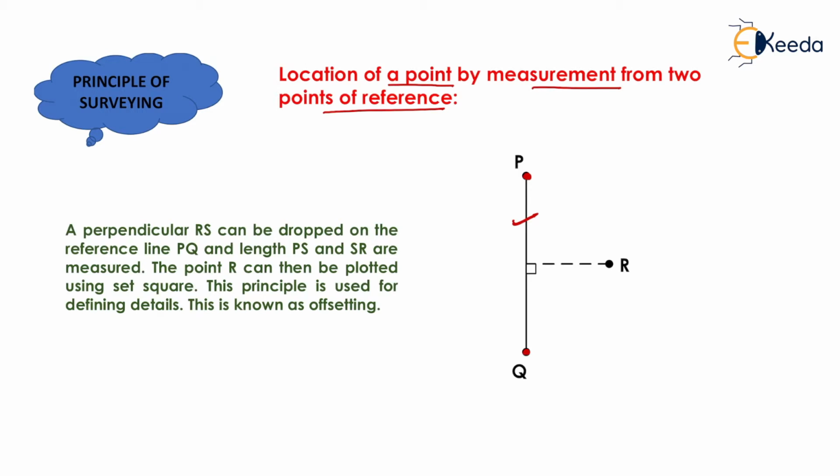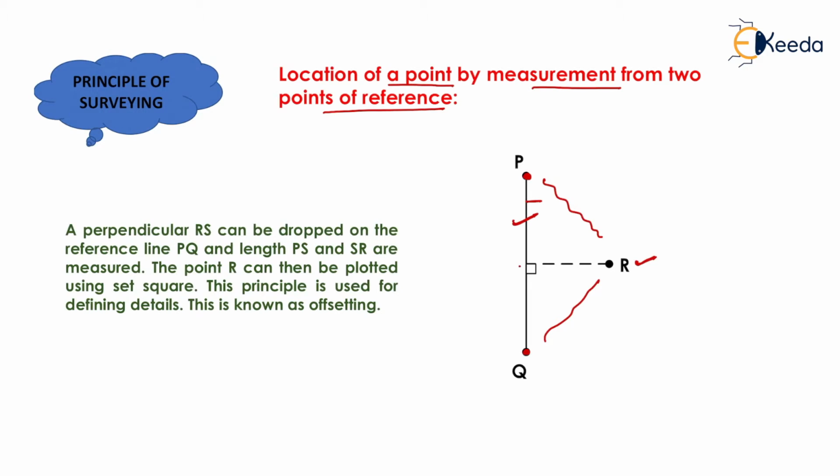Now we need to plot the point R or station R, but from P the ground is not plane, and the point R is not visible from P as well as from Q. So we will not measure distance PR and QR. Now we have to use a cross staff, and by holding the cross staff and moving over the PQ line, we will take the perpendicular offset from the PQ.